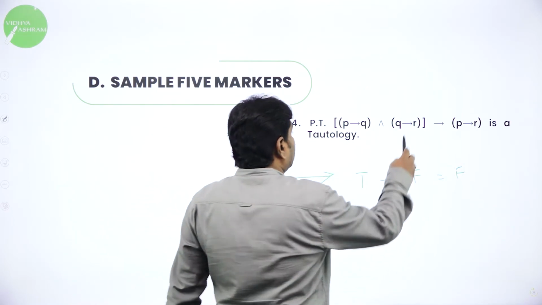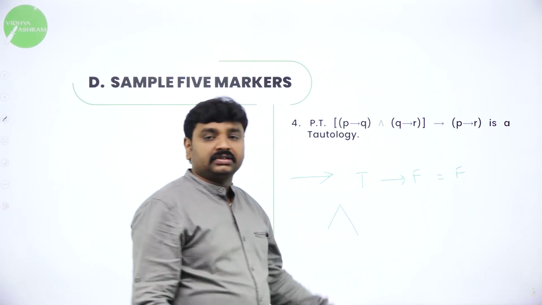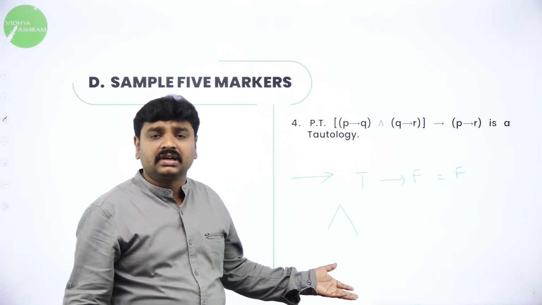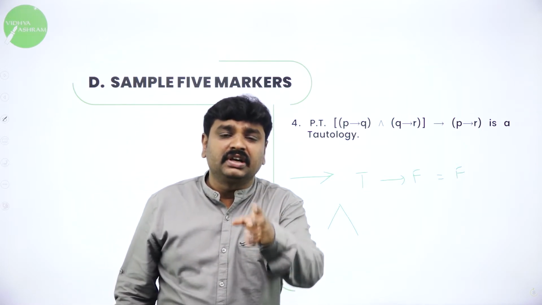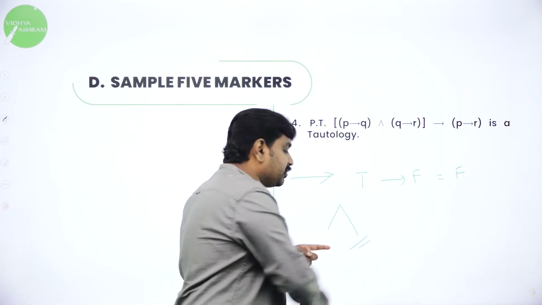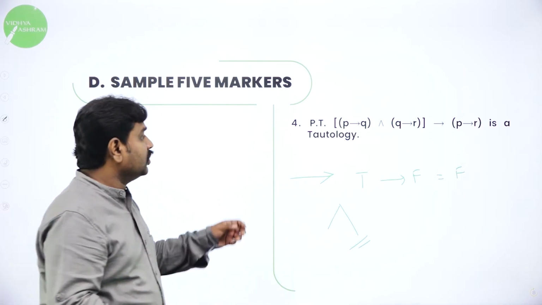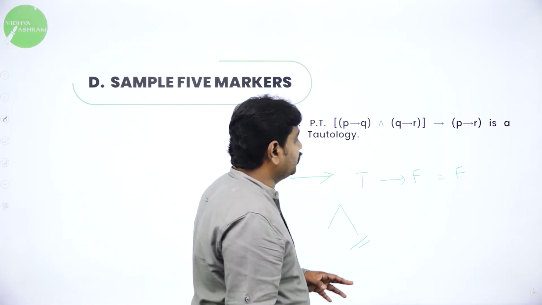Now, besides implies, we have an operation called AND. This is AND. What is the logic of AND? AND logic is simple. If any one statement is false, the result is false. So you should know the logic of conditional, you should know this, and then we'll construct.